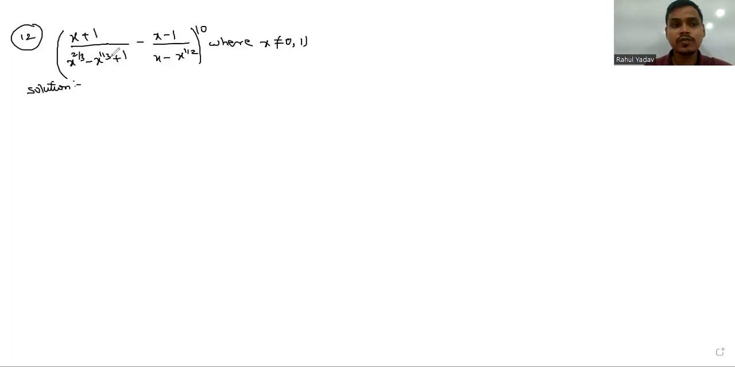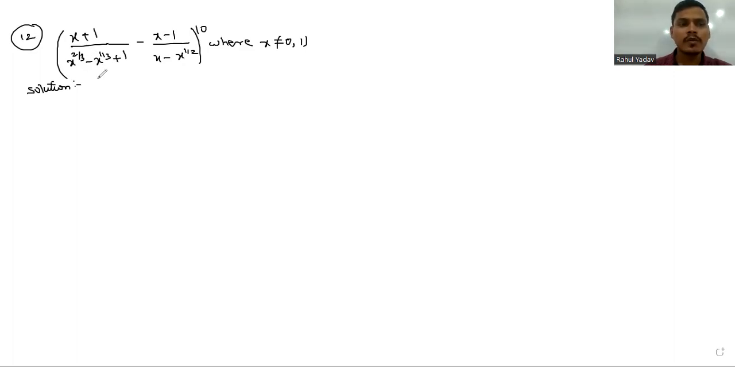As you see, student, it is in the form of numerator and denominator. So before we use the binomial expansion theorem and the general term, we need to simplify it. We simplify the numerator and denominator. In the first term, the numerator is x + 1 and the denominator is x^(2/3) - x^(1/3) + 1.